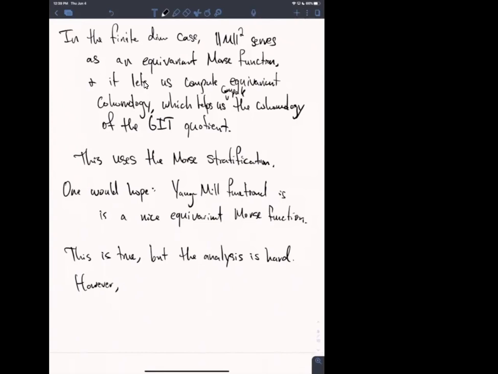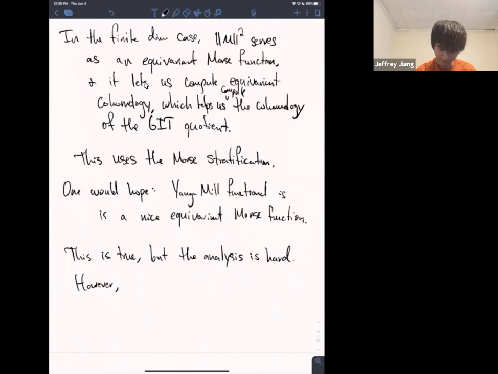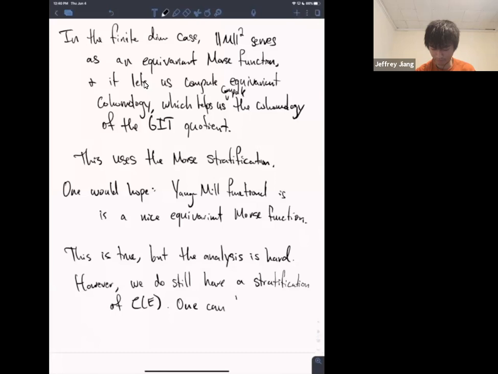However, we do still have a nice, or we still have a stratification of this space. And then maybe a more realistic thing is one can hope it looks like the Morse strata of a nice Morse function.